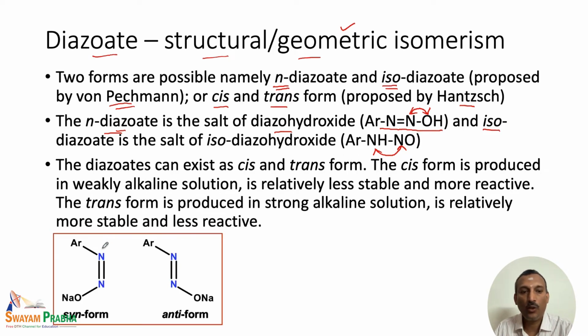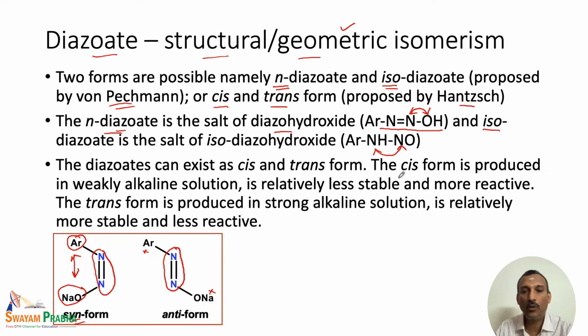And there is also another form, where we have the cis or trans form, or syn or anti form. In this case, there is a double bond between nitrogen and nitrogen. The aromatic unit and the other unit are present on the same side in one case, and on the opposite side in the other case. These are the two forms possible because of the nitrogen double bond. These were given by Hantzsch, and he said this is a syn-anti form or a cis-trans form.